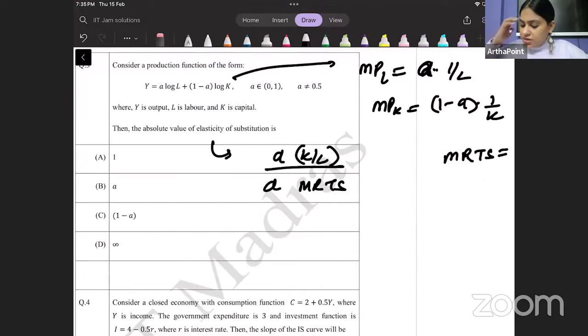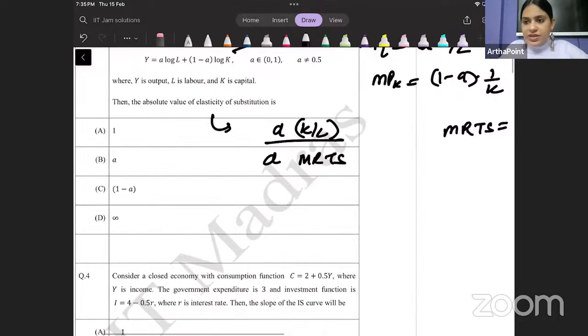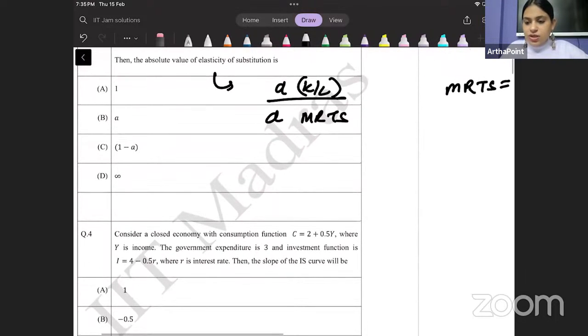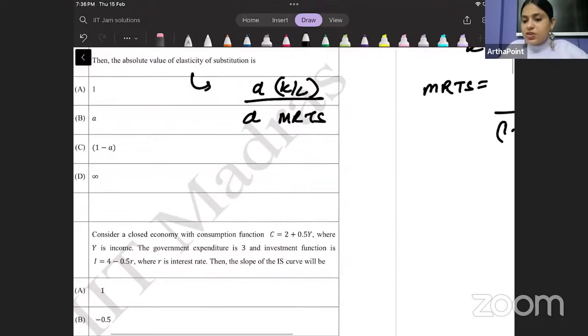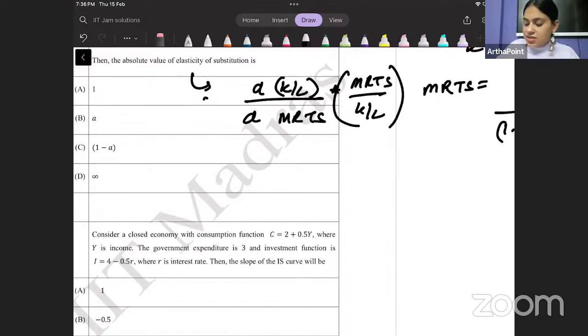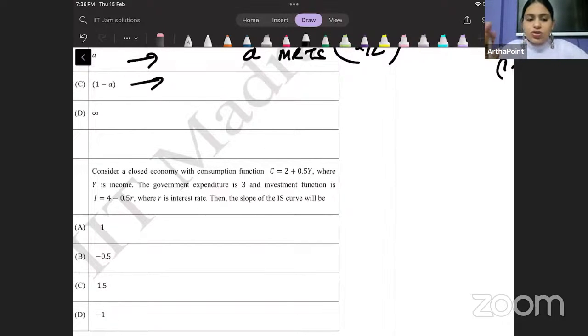So I don't find the question to be very difficult. It is a doable question. Quite an easy question has come. Now, this is just d of k by l into d of MRTS. You also have to multiply it, into MRTS by k by l. That is elasticity of substitution. So multiply and then you will get the answer. I am just giving you an idea of how it would have been. So it would have been a very doable question. Okay. So now let me go ahead and go to the next question.